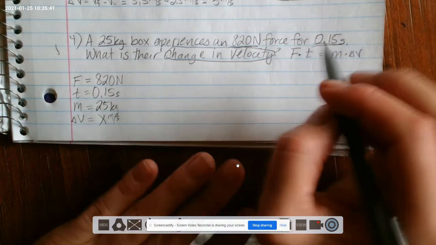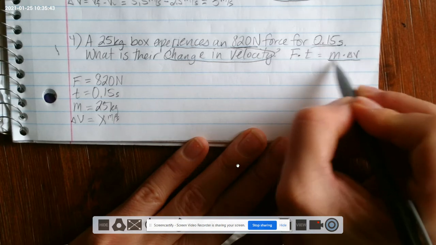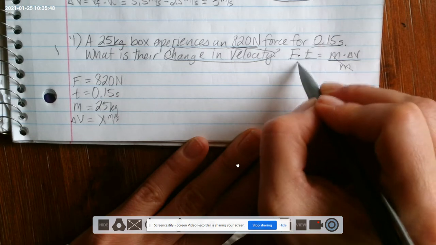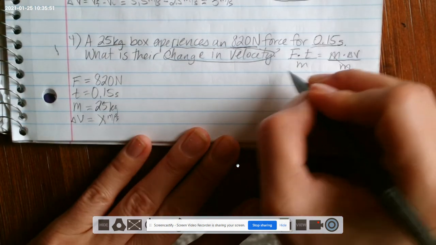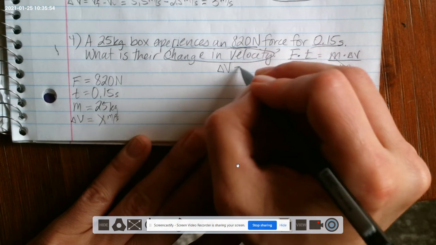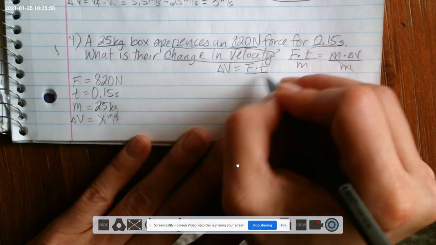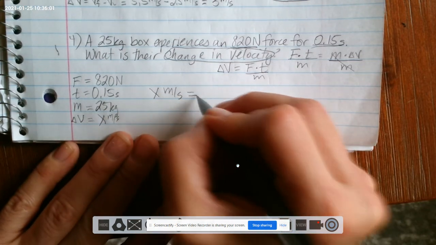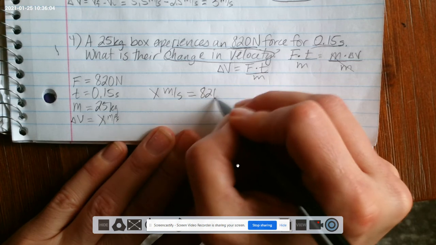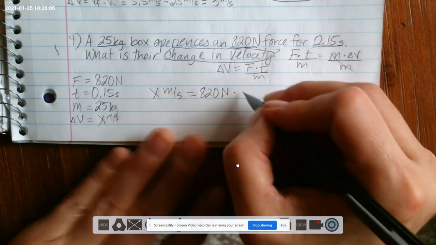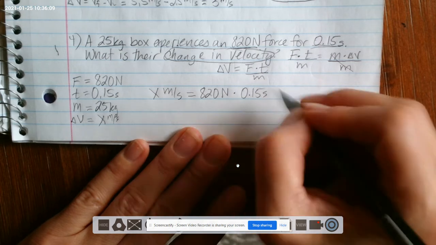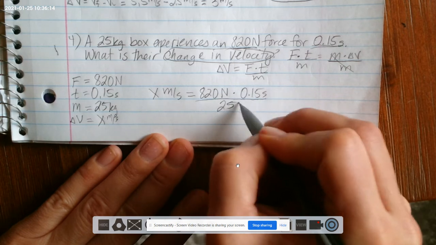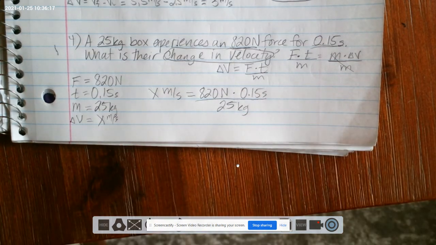Find my equation. If I'm looking for change in velocity, I've got to get rid of the m. I need the change in velocity by itself, so I've got to divide out the m on both sides. So I end up with a new equation: change in velocity equals force multiplied by time divided by mass. So my change in velocity is x meters per second equals my force, 820 newtons, multiplied by my time, 0.15 seconds, divided by my mass, 25 kilograms. So now I plug it all into the calculator.